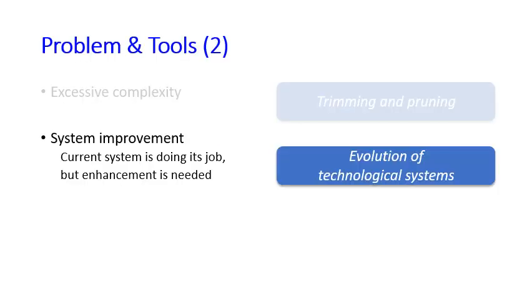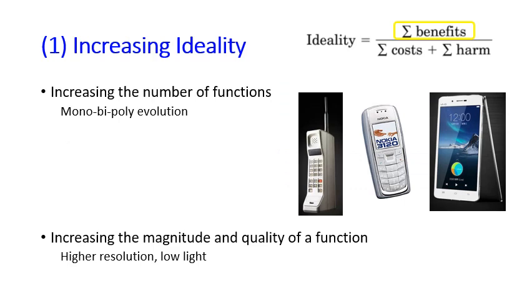The last type of problem is when our system is doing its job, but we need enhancement. So TRIZ suggests that we look at the evolution of technological systems. The first pattern in the evolution of technological systems is that we try to increase the ideality. Remember, ideality is the division of benefit by the sum of cost and harm.